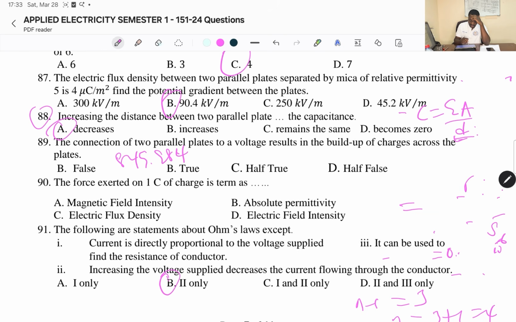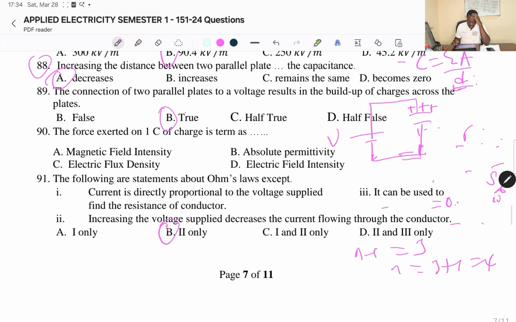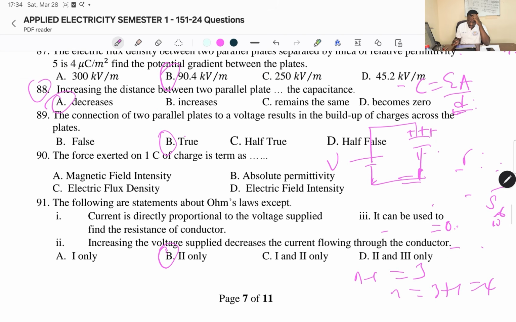The connection of two parallel plates to a voltage results in the buildup of charges across the plate. This is true, right? If you have, for example, a capacitor and you connect this capacitor to a voltage source, then you have charges on the plate. That is a buildup of charges. So this is true. The force exerted on 1 coulomb of charge is called the electric field intensity, right? So it's this electric field intensity.